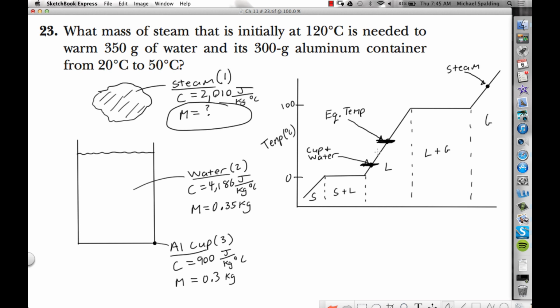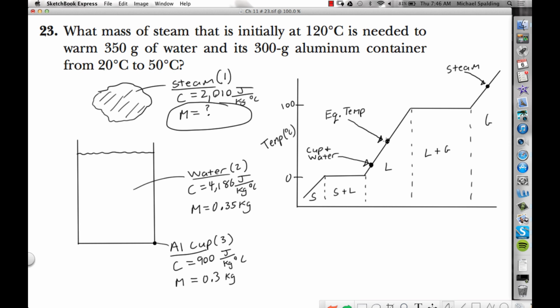One thing you've got to realize is that all three objects, the steam, the water, and the aluminum cup, are ending at the same temperature, which we call the equilibrium temperature. So everything ends right here. The trickiest part is realizing that the steam goes through 3 steps to get to the final temperature. The steam starts up here at 120 degrees Celsius.